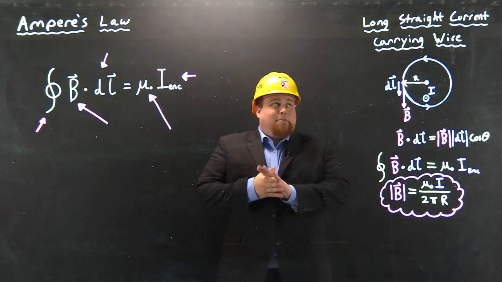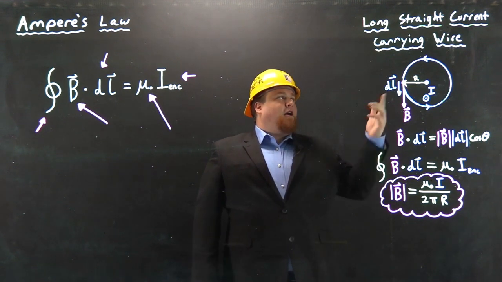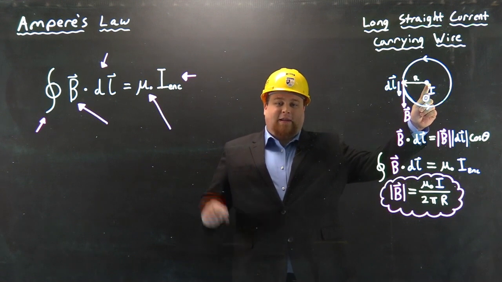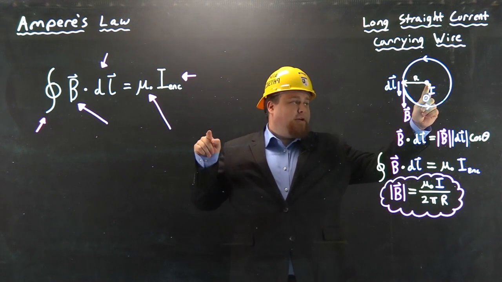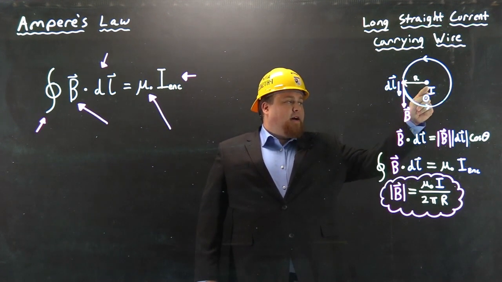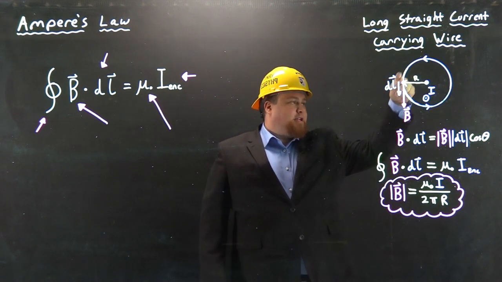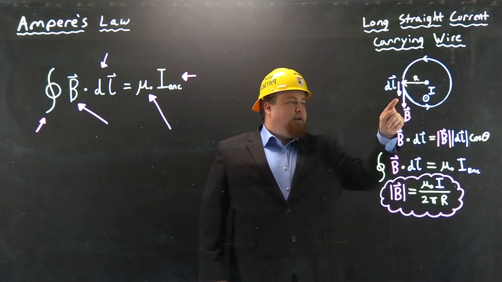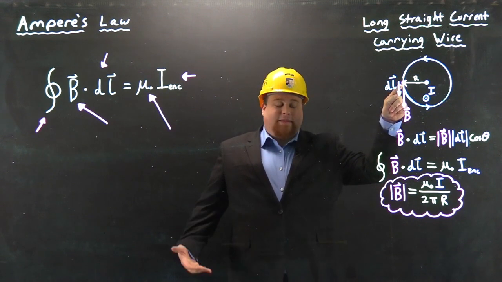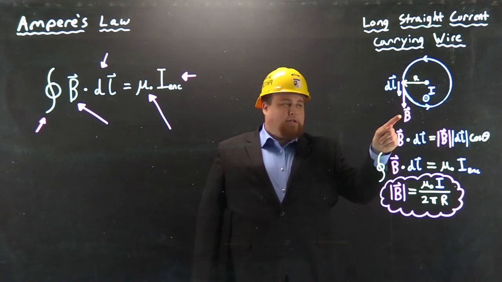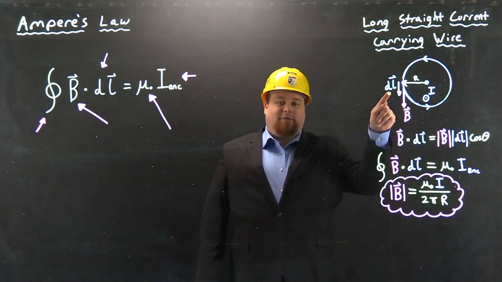Now, to take a look at an example of that, we're going to consider a long straight current carrying wire. If we have our wire located here and it is carrying current out of the screen toward you, then we're basically going to consider this blue ring as our path integral. It's closed, it goes all the way around in a loop. If we consider any given point on that location, we're going to have a magnetic field created at that location, and we're going to have our differential vector.